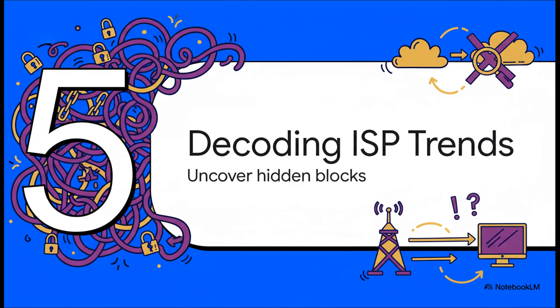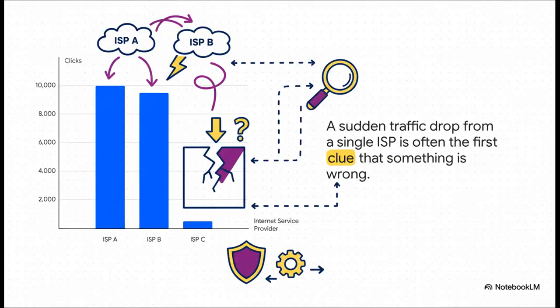Okay, and finally, let's talk about maybe the most subtle threat of all, ISP-level blocking. This is when a specific internet provider just decides, nope, no traffic from you, and it is notoriously hard to spot. So just imagine this chart is your data. You're getting tons of great traffic from ISP A and ISP B, but all of a sudden, traffic from ISP C, which used to be solid, has just fallen off a cliff. There's no incident report, no error message, nothing. A chart like this is often the very first and sometimes only clue you have that something's really wrong.